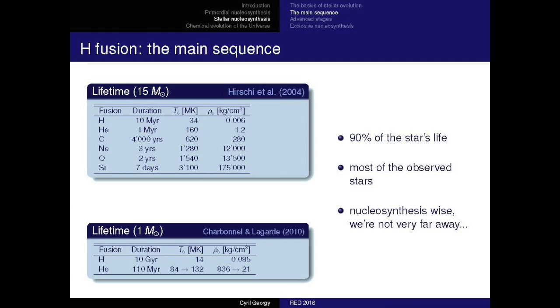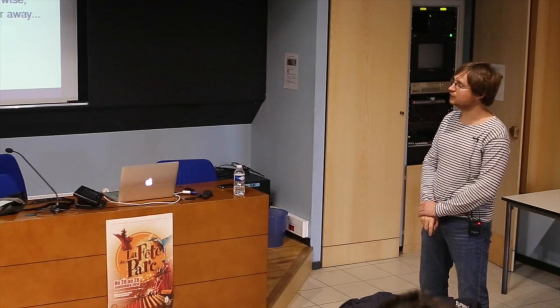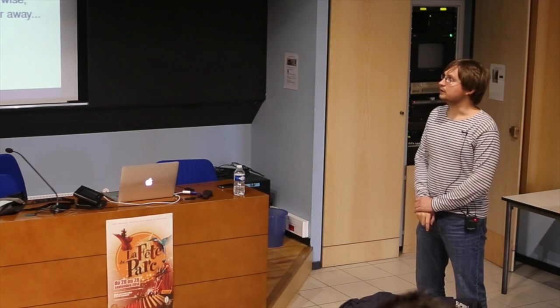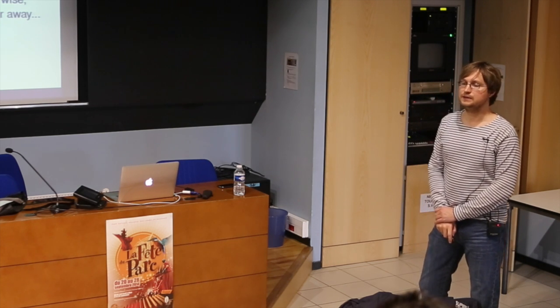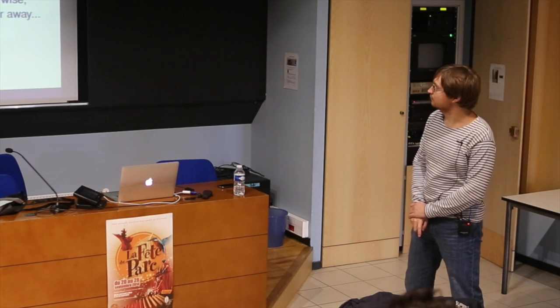So statistically, if you observe a star, the biggest probability is that you find a star that is burning hydrogen, and very few of them are in the advanced stages. So typically 10% of stars are out of the main sequence, and this is why most of the stars are lying in this diagonal in the Hertzsprung-Russell diagram.